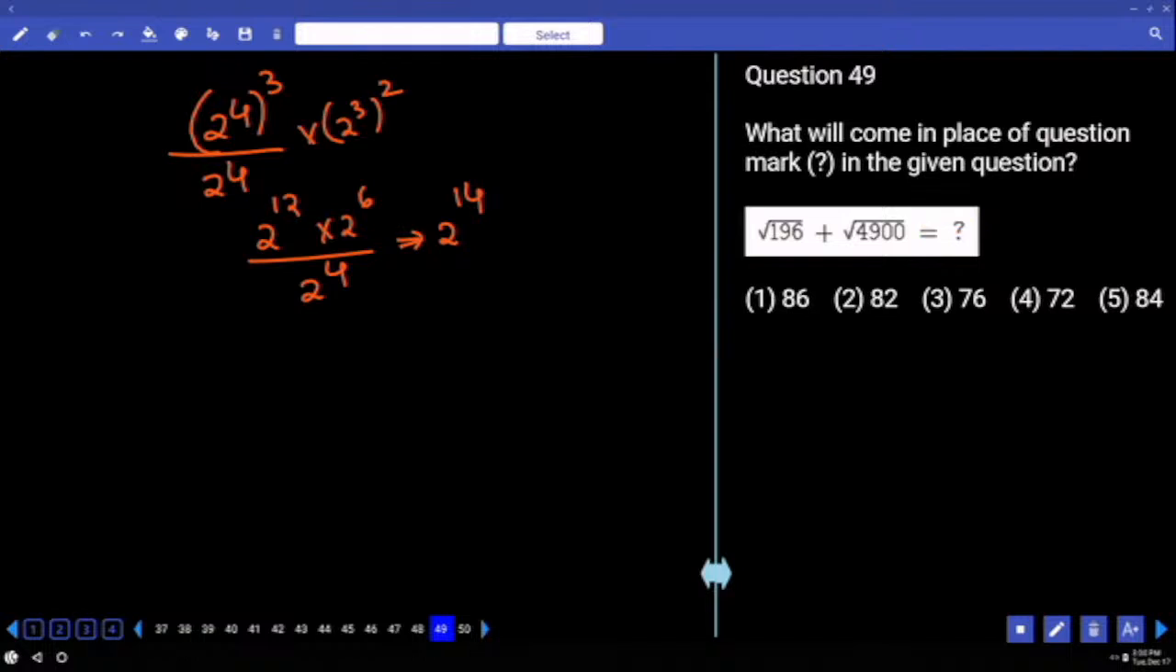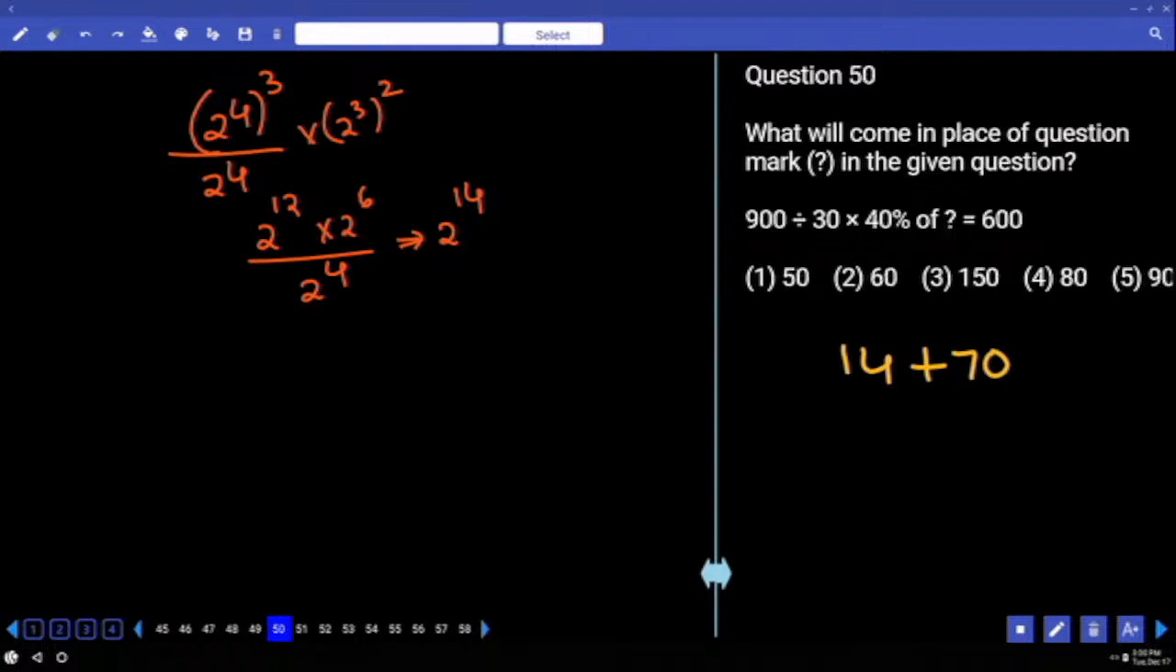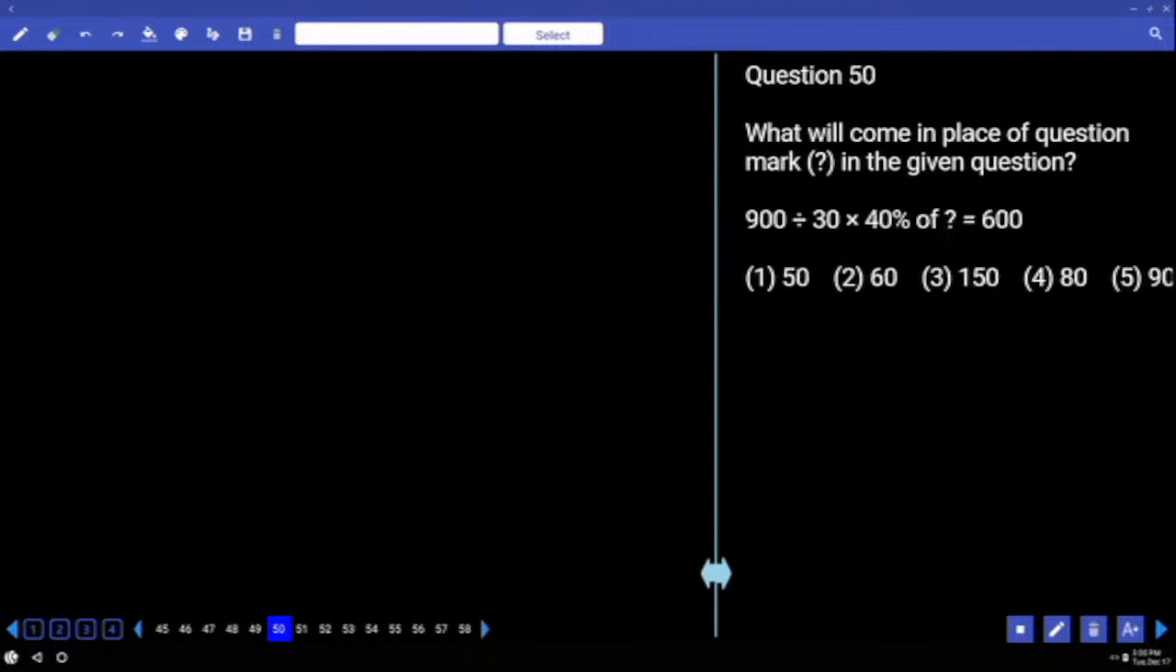Square root of 196, 4900 answer. Toughest question. 900 by 30 ఏమా 40% fractional value 2 by 600. 32s, 60, 10 times 10 5s 50 your answer.